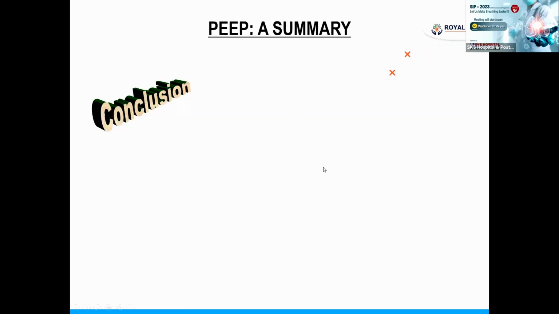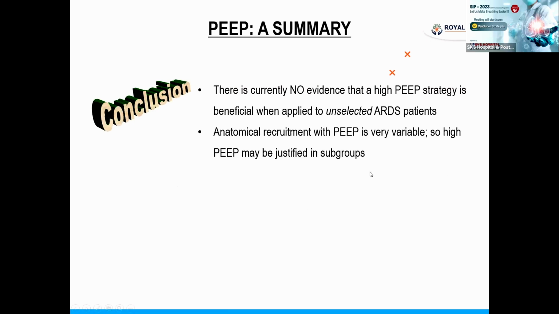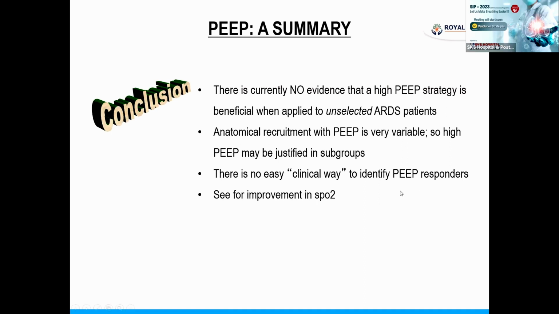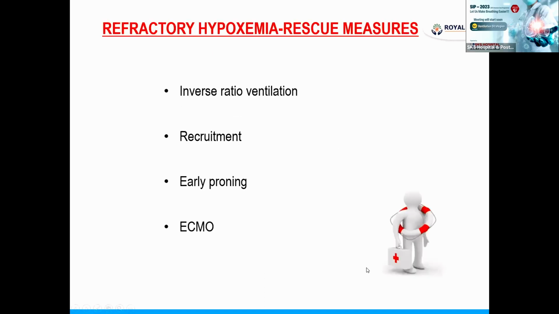So the conclusion about PEEP is that there is currently no evidence that a high PEEP strategy is beneficial. Anatomical recruitment with PEEP is very variable, so high PEEP may be justified in only certain subgroups. There is no easy or clinical way to identify a responder. Look for improvement in saturation with increasing your PEEP. Monitor delta pressure when you increase your PEEP. If increase in PEEP causes an increase in plateau pressure and a drop in tidal volume, it indicates overextension.